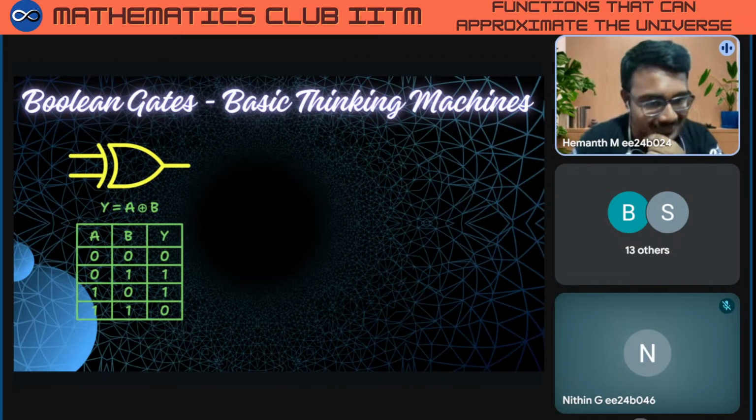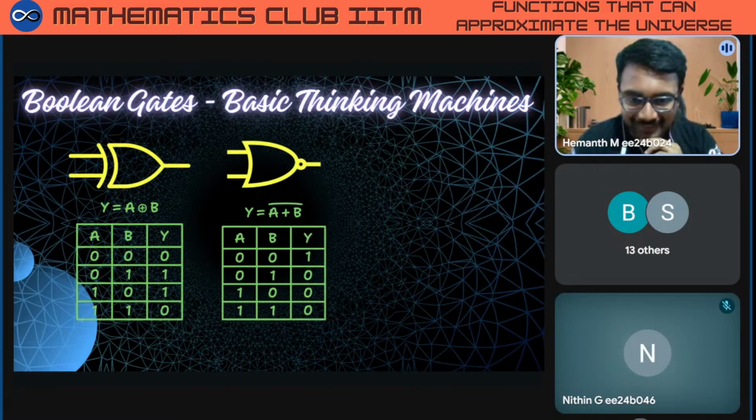And then this is known as an exclusive OR gate or XOR gate. Here the output will be 1 if there are an odd number of ones in the input string. So as you can see, for input 0, 1, the output is 1. For 1, 0 also it's 1, and so on like this.